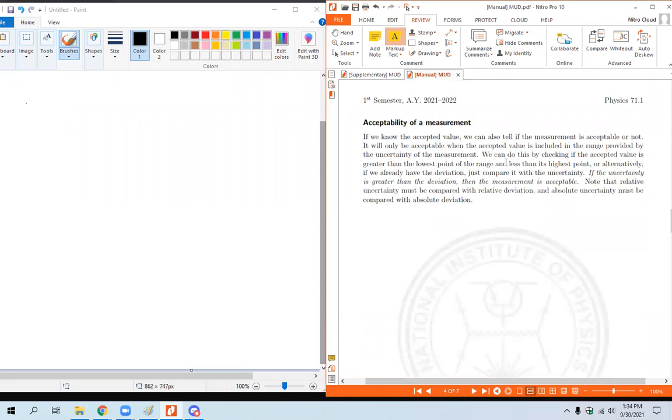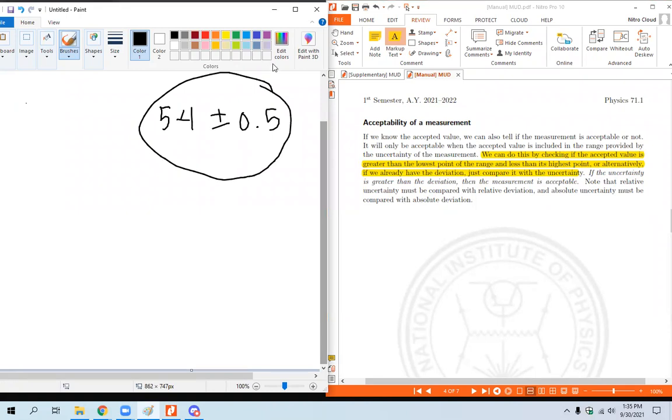So we can do this by checking if the accepted value is greater than the blah, blah, blah, or less than this. So basically, this just tells you, using our initial example of 54 plus minus 0.5, na nasa loob lang siya ng range na ito. That's it. Acceptable siya pag nasa loob. And another way is if you check if the uncertainty is greater than your deviation. So that concludes your lesson.